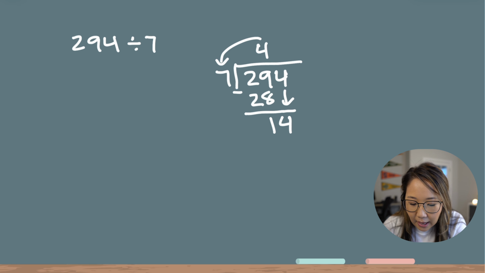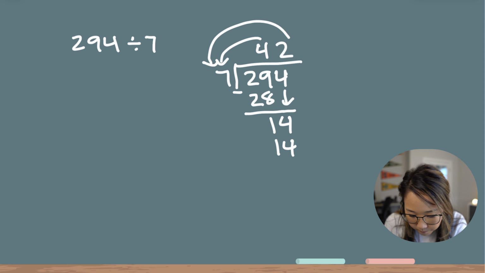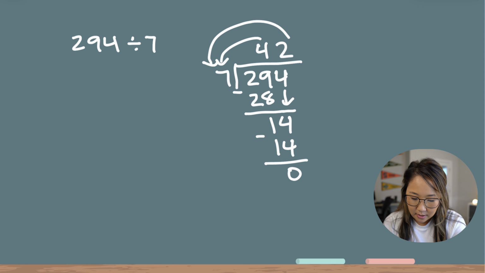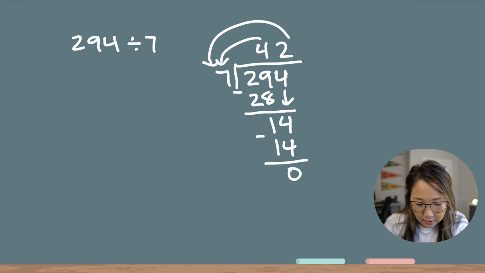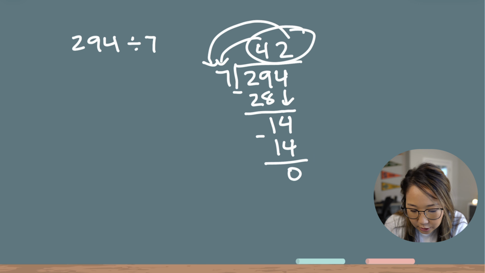So now we're going to figure out how many times the 7 can go into the 14, which in this case is 2. So we're going to take 2 times 7, which is 14. And then we're going to subtract 14 minus 14, which is 0. So this division problem does not have any remainder. It goes perfectly into 294. So our answer to our first problem is 42 right here.